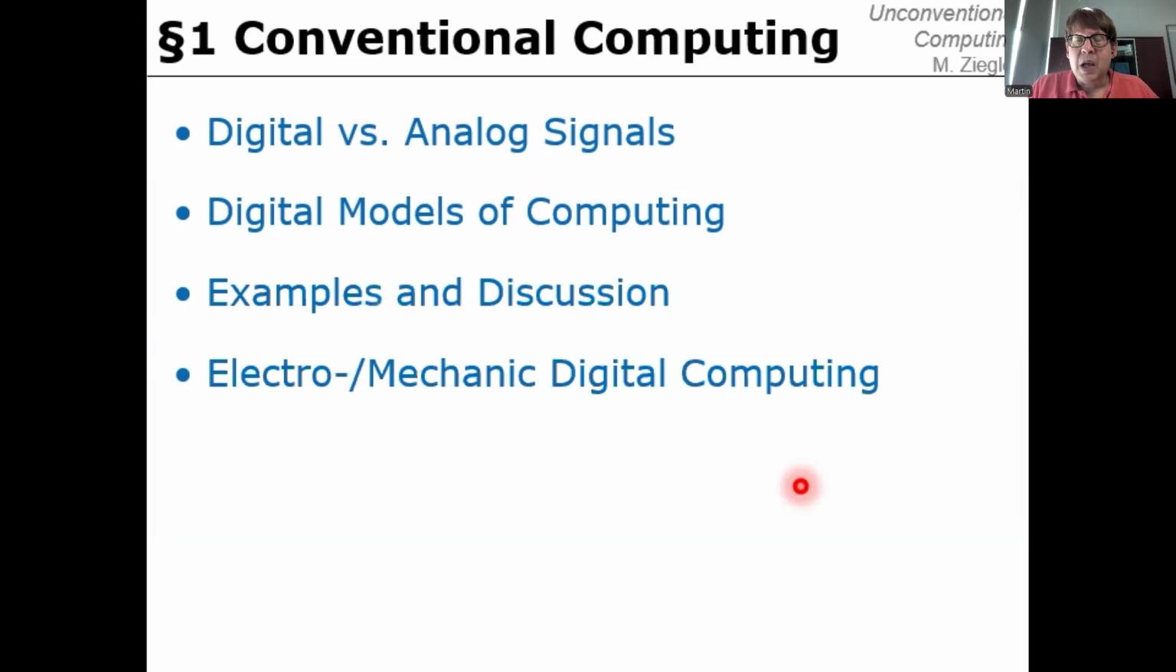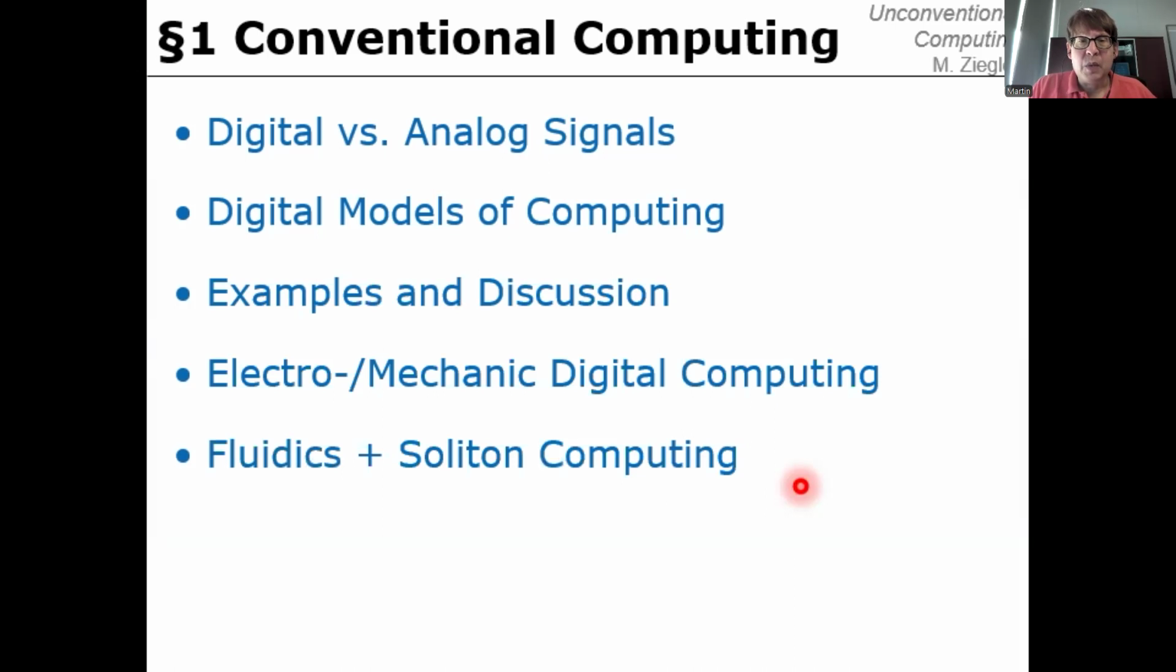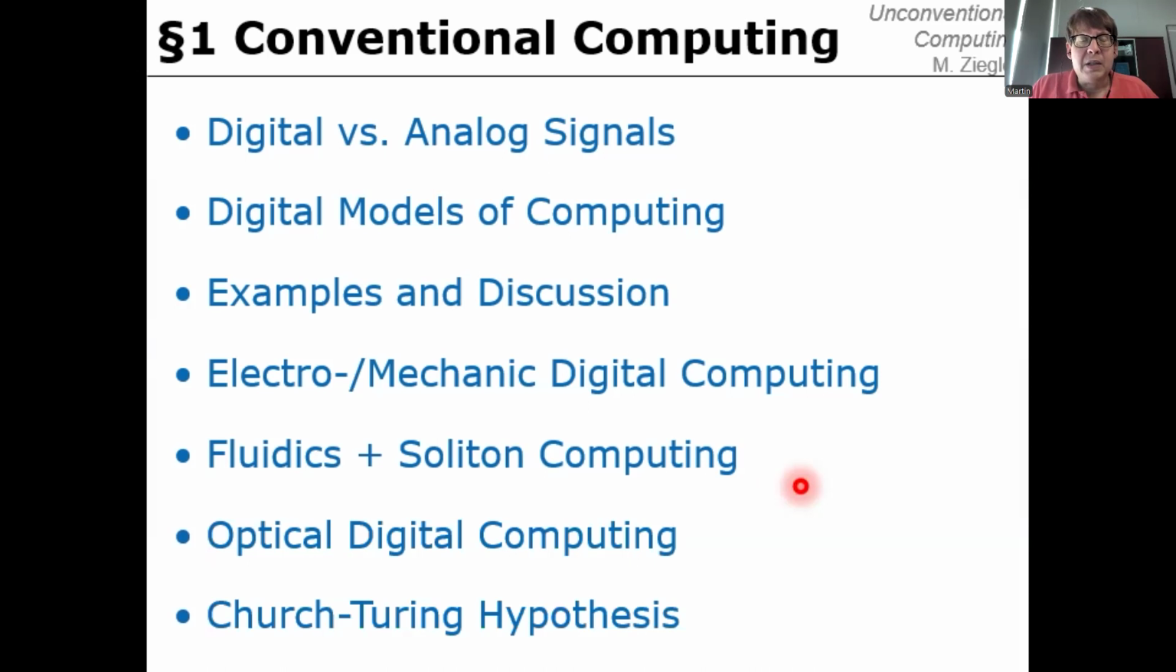in the past and currently, mechanically, electrically, and currently electronically, but also possibly using water or using light. This is the area of fluidics and of soliton computing. Optical computing, and that leads us to discuss the Church-Turing hypothesis. The hypothesis about the relation between physical computing devices and their computing capabilities.